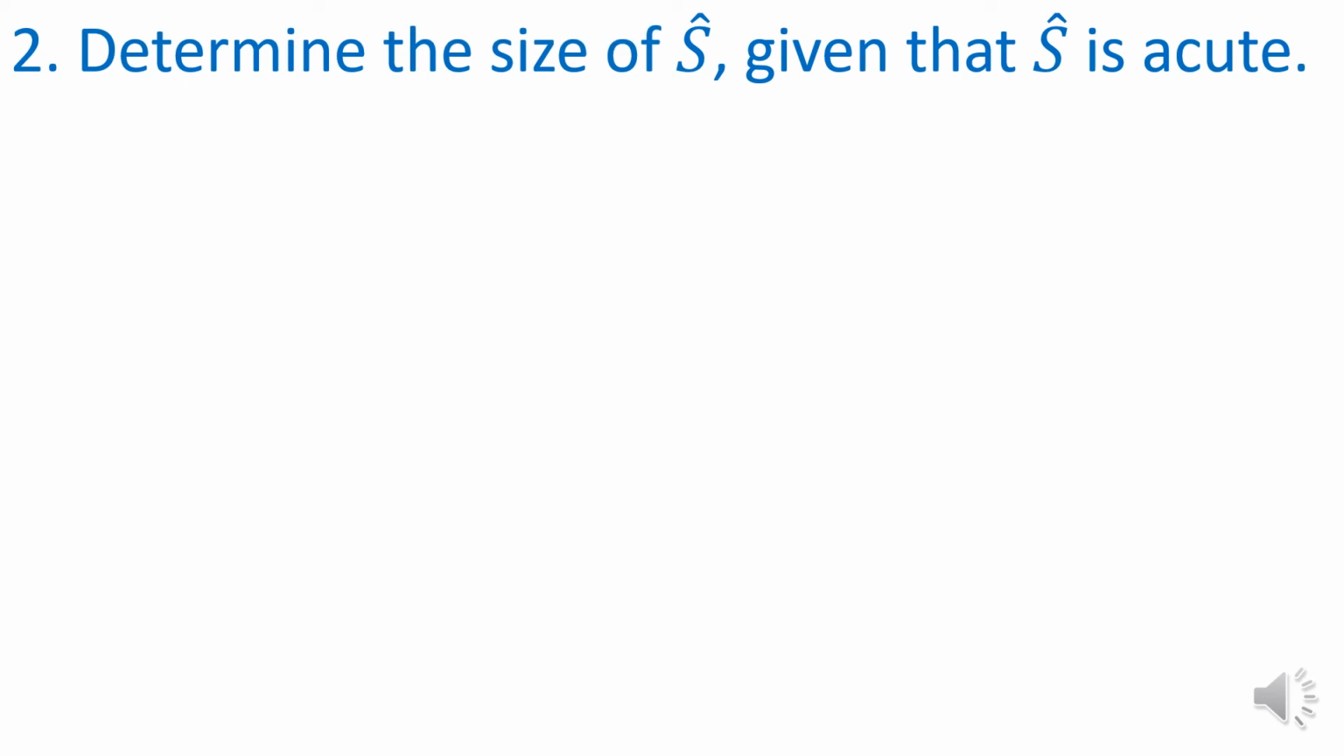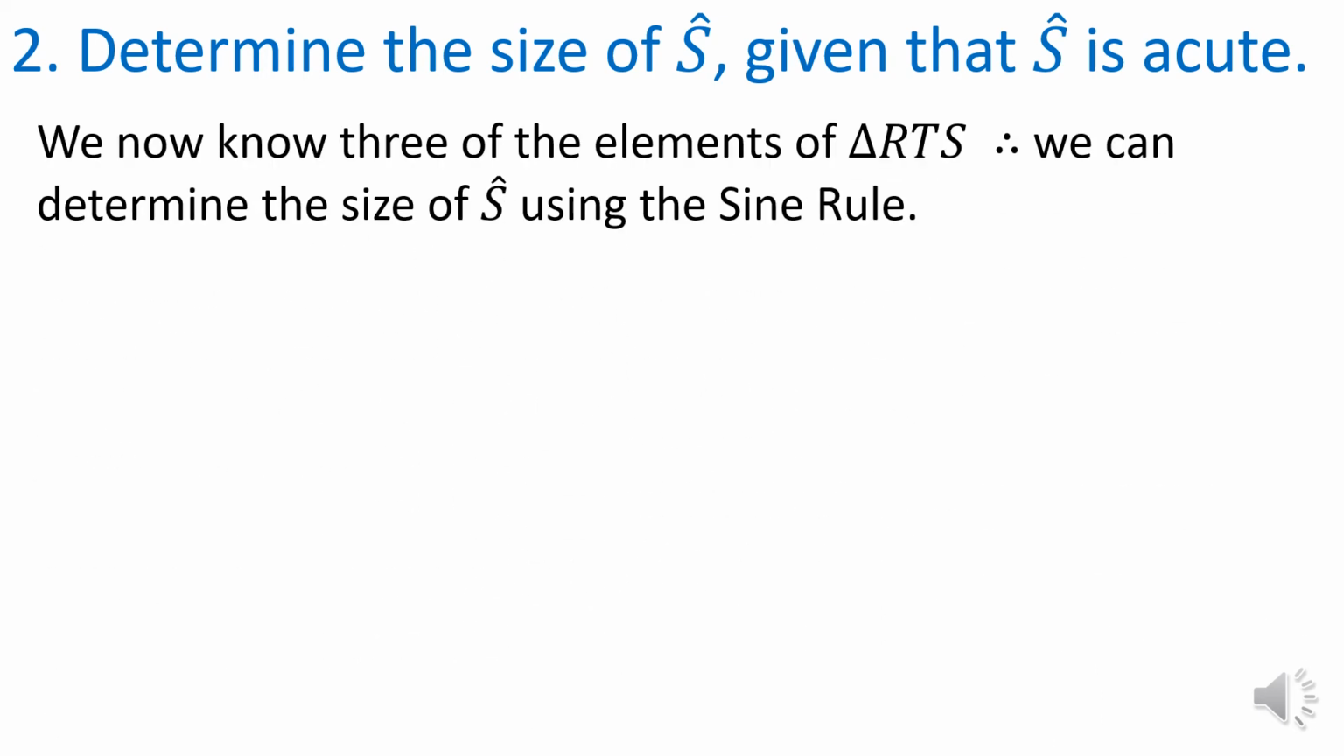Let's look at number 2. Number 2's question states, determine the size of angle S given that angle S is an acute angle. We just worked out the length of RT. Now remember, the small letters represent the sides, and in this case, the small letter s is represented by RT, which we have worked out as 23,3. Therefore, we now know 3 of the elements of the triangle RTS. Therefore, we can determine the size of angle S using the sine rule.